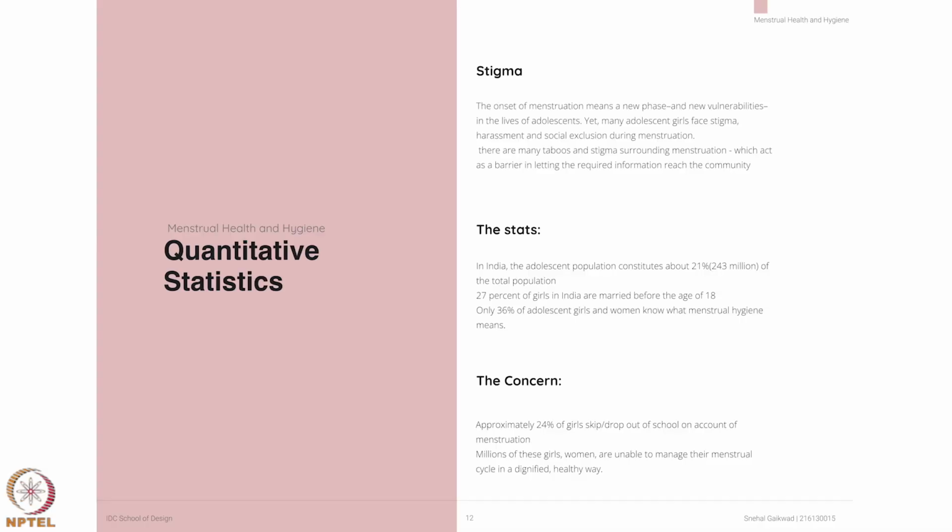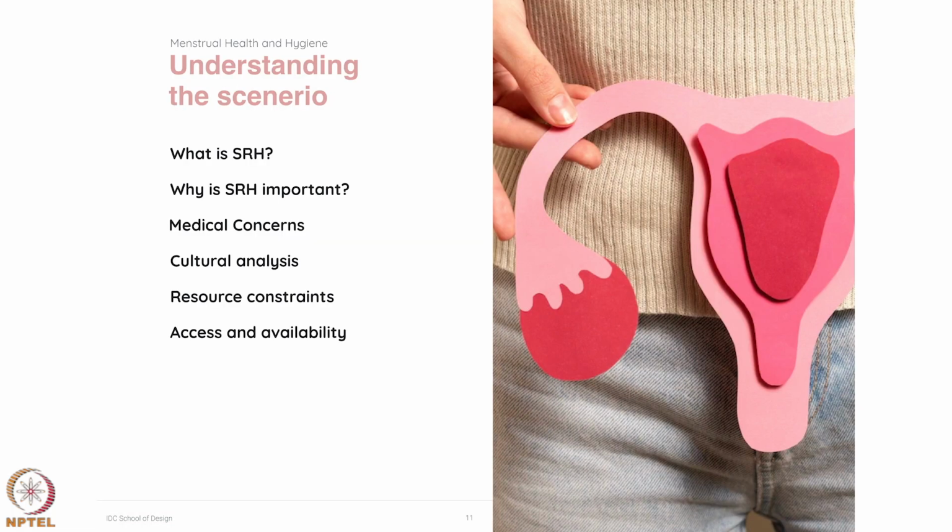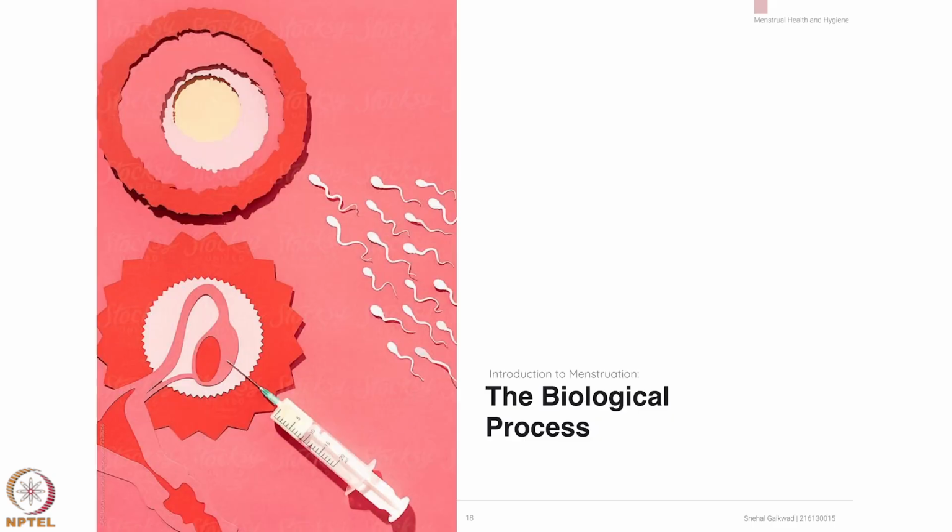That's why 24% of girls drop out from school on account of lack of menstrual hygiene knowledge. So I started off with understanding what is sexual and reproductive health. Why is it important for rural context? What are the medical concerns if not handled properly? Then cultural analysis. What are the resource constraints in rural areas? And what problems do they have in accessing and availability of materials that are required to manage hygiene effectively.